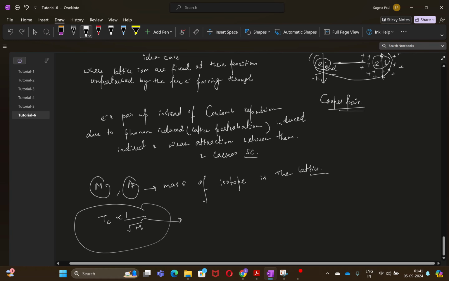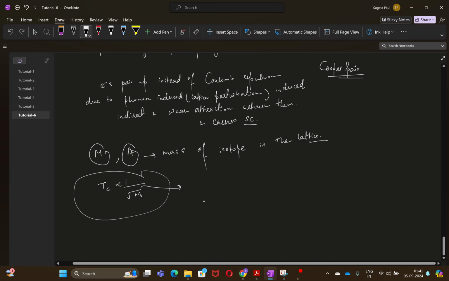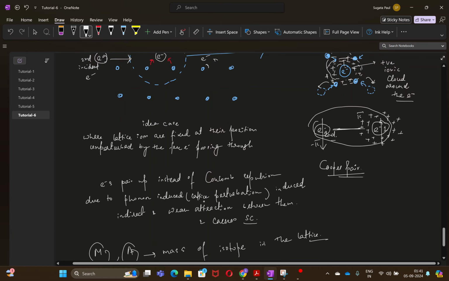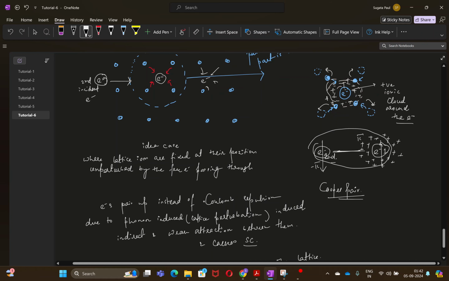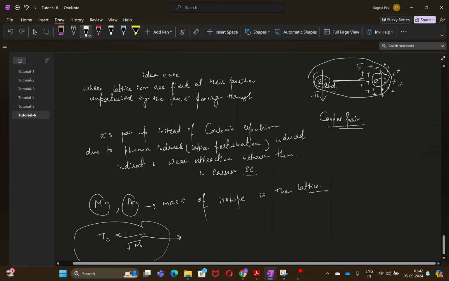So that means the lighter the isotopic mass, the better the chance of superconductivity in the system, or you get a higher Tc value. That means you can go up to a higher temperature and still not convert it into a normal metal. But if you have a heavier mass isotope, that means the lattice atoms are much heavier, and they cannot move flexibly from the equilibrium position very often, and as a result it will not help in creating a Cooper pair, and it will not help in superconductivity.